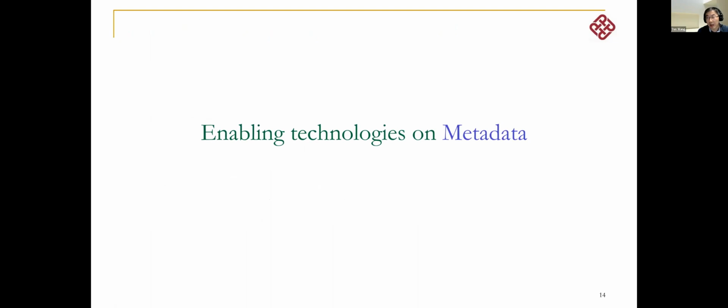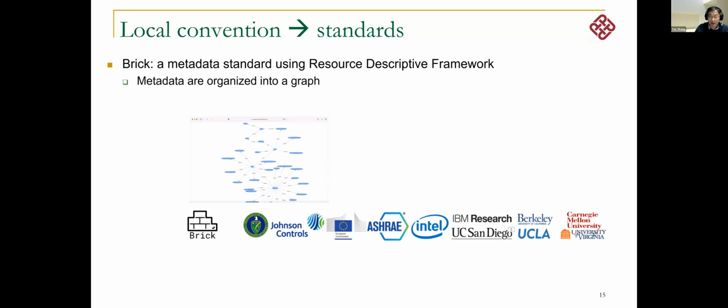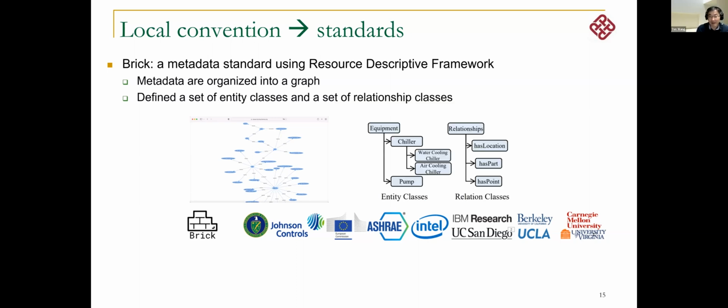Then we talk about our recent work on the enabling technologies to handle this heterogeneity. The first one is on metadata. One thing to think is that different buildings have different local conventions. How about we have a unified standard? Such a standard exists. It's this Brick standard. This Brick standard basically has 2 features. Number 1, metadata are organized into a graph. This graph is very powerful because you can have the relations between different data, and this is useful for search, to retrieve. The second feature is that they are dictionaries developed for the entities, the equipment, and their relations.